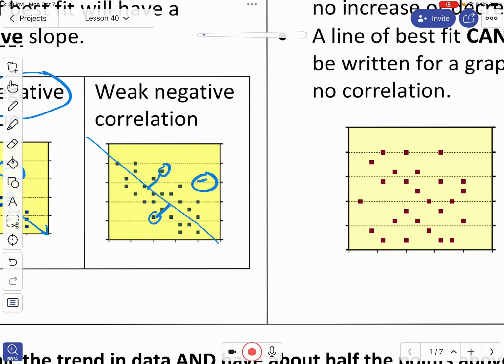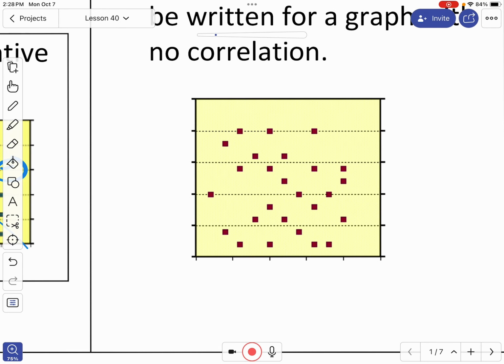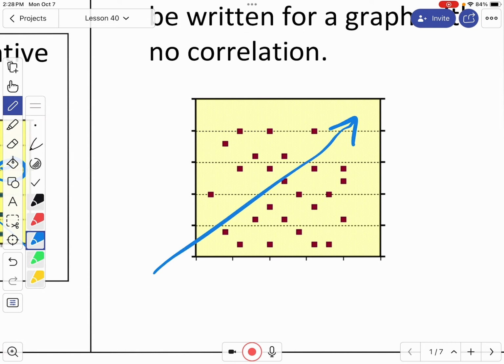So when there is no correlation, it looks like this. There's simply no line I could put here that would indicate the direction of movement of this data. It doesn't have any particular direction, and so none of these best fit lines would predict the next point on the graph. Okay, moving on.